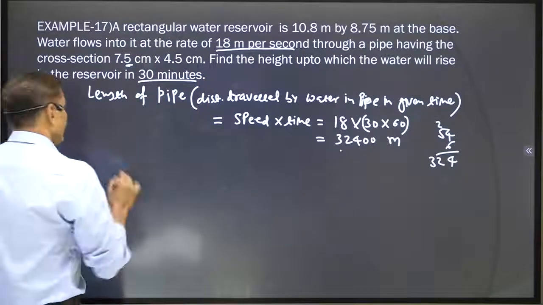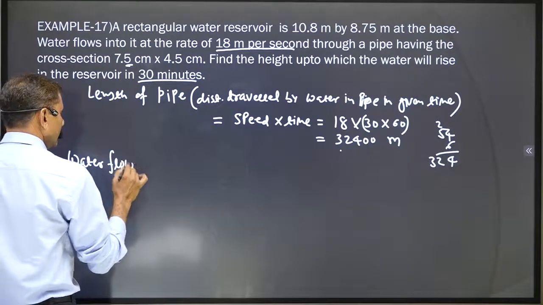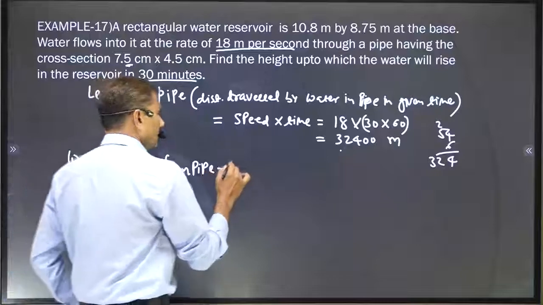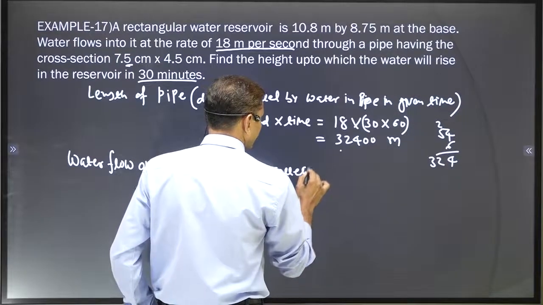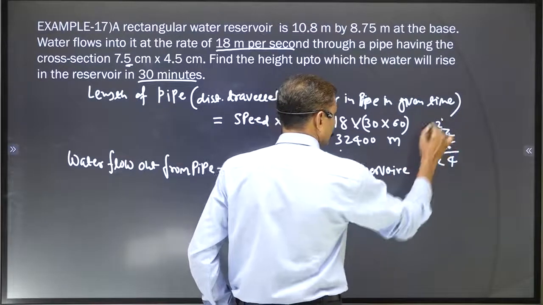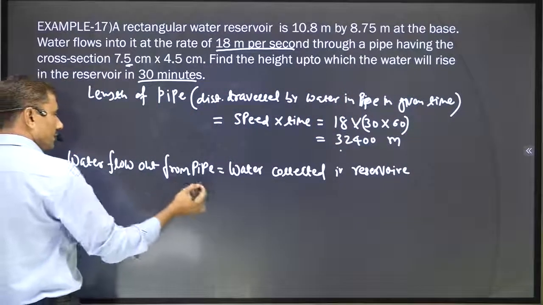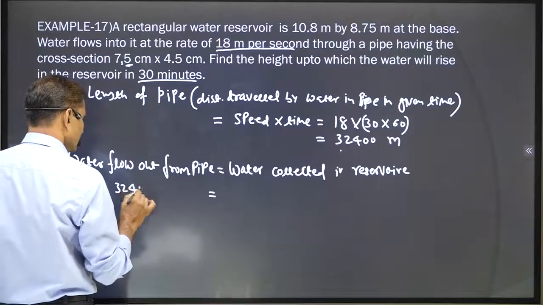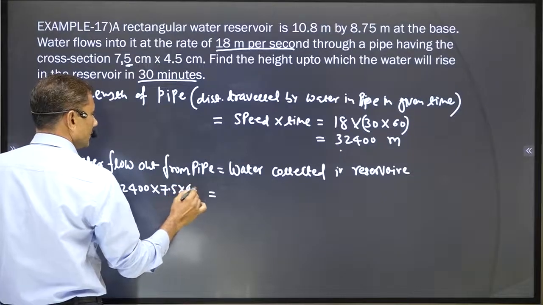Okay. Now you can find water flow out from pipe is equal to water collected in reservoir. Okay. Now it is cuboidal again. And the measurements are here, and length is here: 32400 into, not actually finding the volume, just the expression of that, into 7.5 into 4.5 equal to.